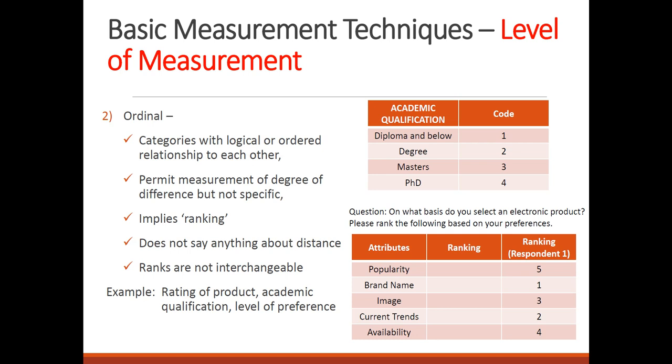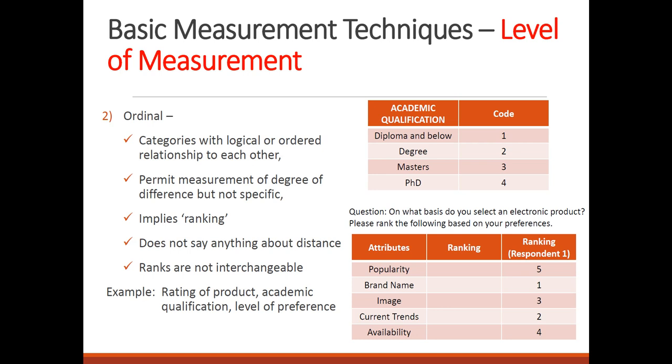Okay, let's say, on what basis do you select an electronic product, for example? Please rank the following based on your preference. So you have price, brand name, image. You ask them to put the numbers. Number one means the product that you like most. Five is probably the one you don't like. So these are also called ordinal. If you look at the question, the way you design the question, this is one of the questions that you can ask.